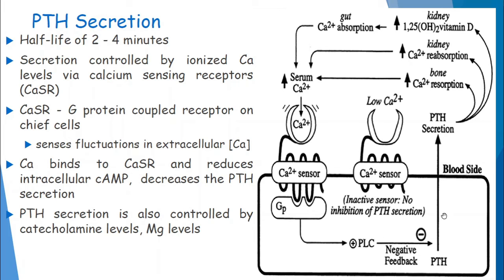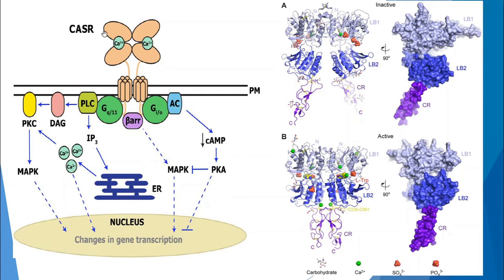the parathyroid hormone secretion. The calcium concentration in the serum is dependent on bone resorption of calcium, kidney reabsorption of calcium, kidney conversion of vitamin D to the active form, that is 1,25-dihydroxy vitamin D, and also absorption of calcium in the intestine. So this is the structure of the calcium sensing receptor.